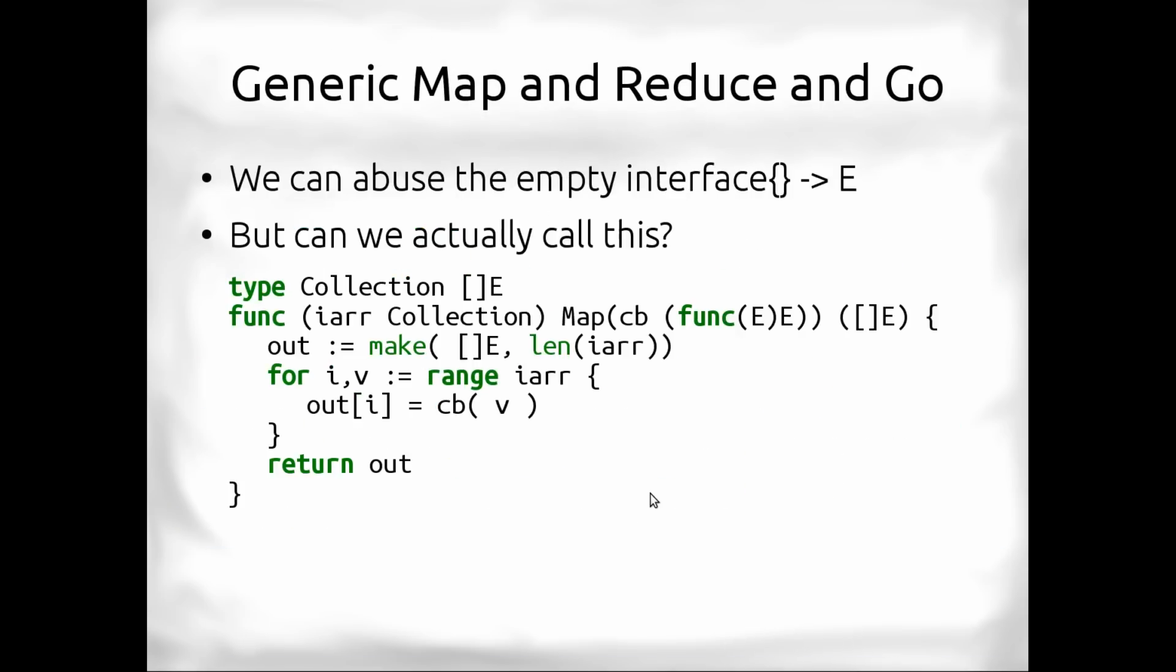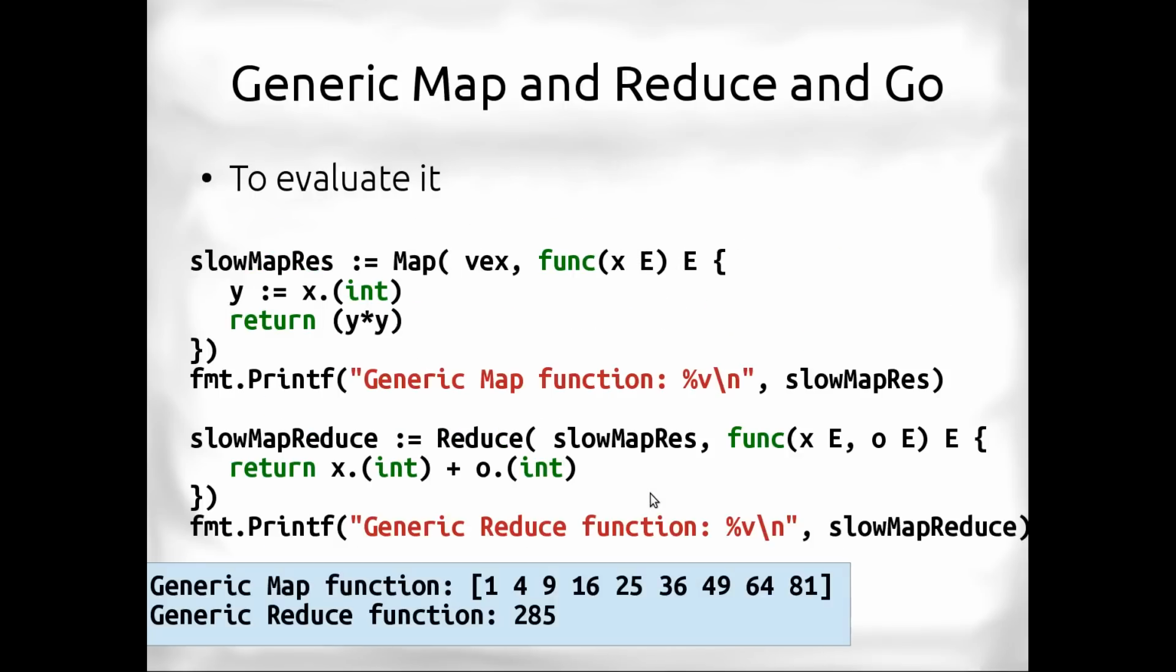So we go to vex, and we say, I've got this function, takes empty interface, produce empty interface. We get the int version of it, and we square it. So slow map res will be the square of vex. So it will produce 1, 4, 9, all the way to 81, because that's 9 times 9. We can also do slow map reduce. So here I take the output of this mapping and I reduce it, and I use a reduction that's just sums. So it will give me the sum of that, which is 285. Okay. So we can use this generic reduce. Now, the reason why I have this as a function is because then I can take that empty interface and I can call reduce on it.